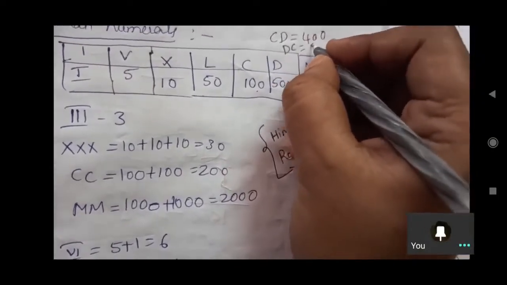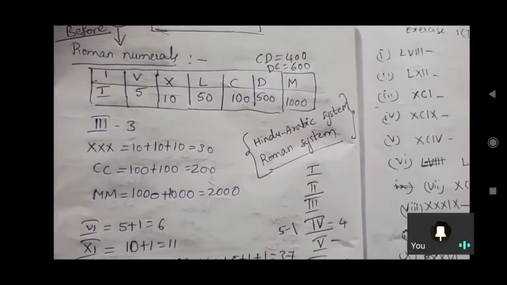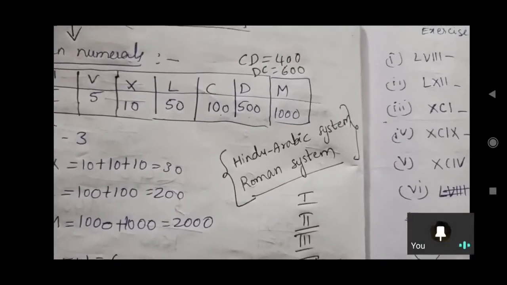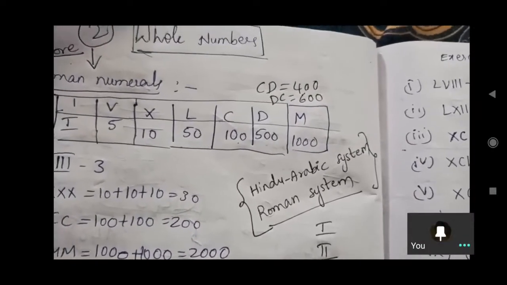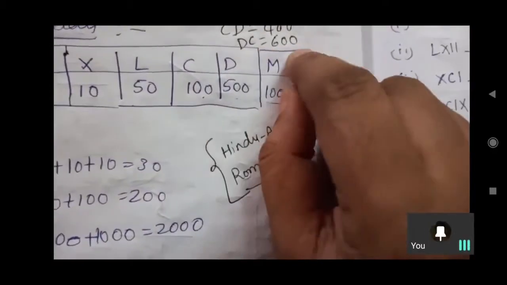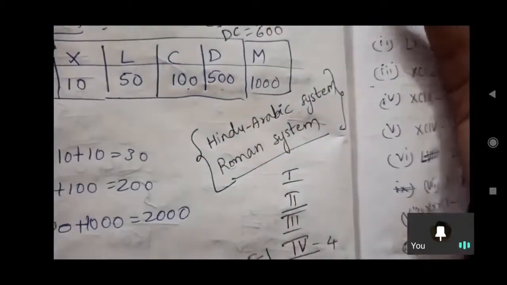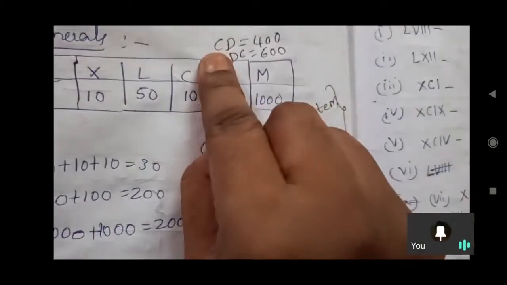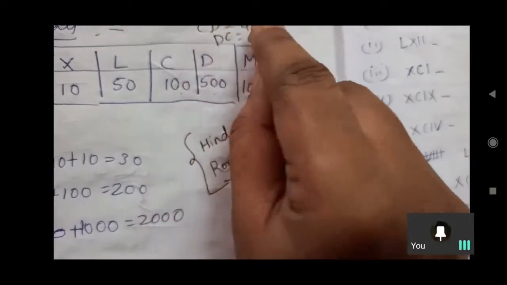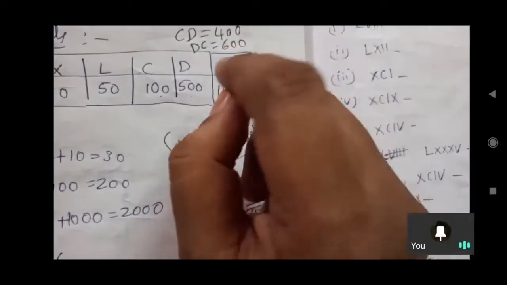DC means 600. D means 500. Total, 500 minus C is CD, 400. DC, right side we add, we have to add. When we write on the right side, we are taking the next 100. Before means we have to subtract. Don't get confused. CD means 400. DC, after I added C, that is 600. 500 we have.